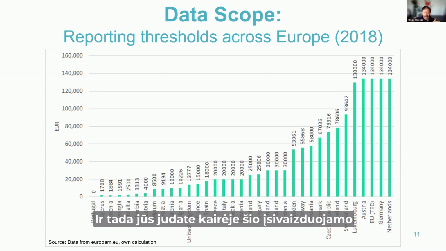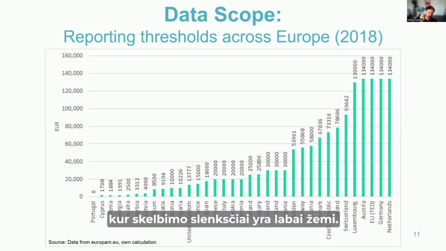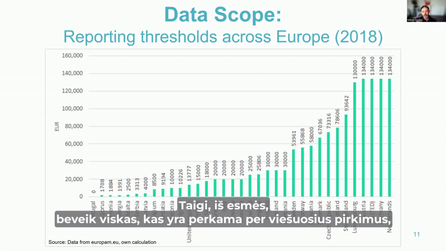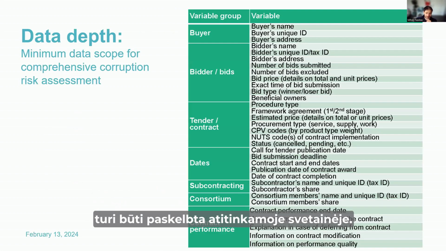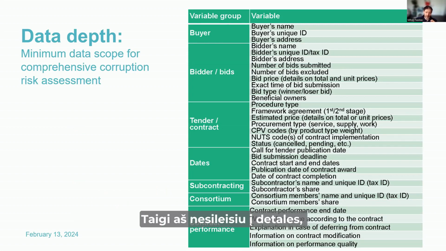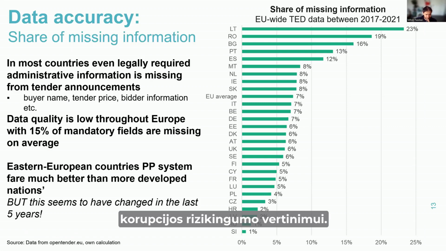And then you move on the left-hand side of this ranking, you have places like Belgium, Georgia, Armenia, where reporting thresholds are very low, right? So basically, almost everything which is procured has to be put on a public website. Okay, a couple of elements of data depth. We will get back to this, so I will not go into much detail, but basically a wide set of variables are useful for corruption risk scoring.